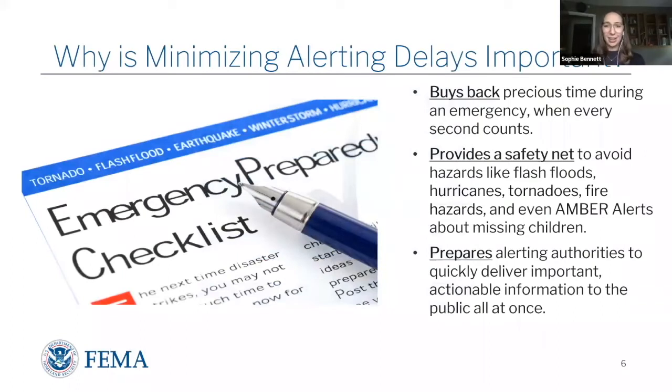Thank you, LJ. So I've got a couple of slides here on the importance of minimizing alerting delays. If you are preparing for a disaster ahead of time, minimizing delays in the moment buys back precious time when the public needs that information to be able to respond safely and prevent their lives and their property from damage. It also provides a safety net for the public to be able to avoid hazards so that they're not in the way of disasters, and then also prepares alerting authorities to be able to quickly deliver that important information to the public right after an emergency happens.